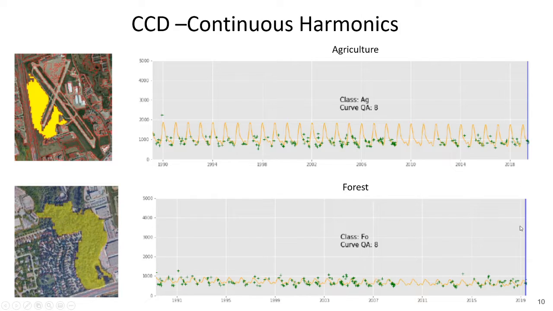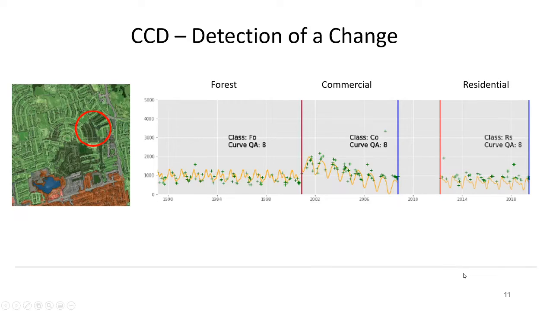The same thing is for this forest that's in an urban area. Here we can see it's just a continuous harmonic across the entire time series. But when we get a change, we have that forest again, but instead of a continuous one, it breaks in 2000, and then all of a sudden it's classified as a commercial area.